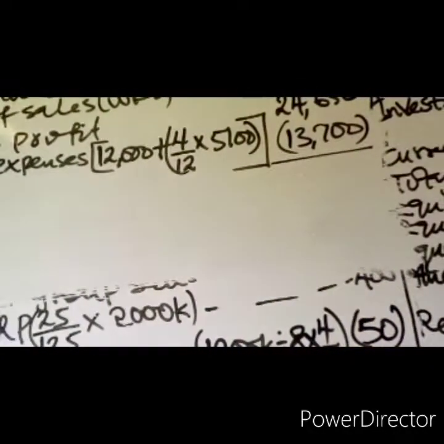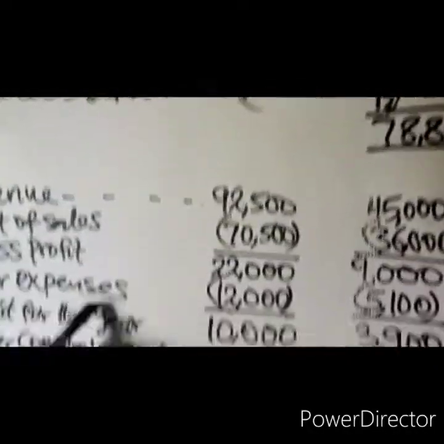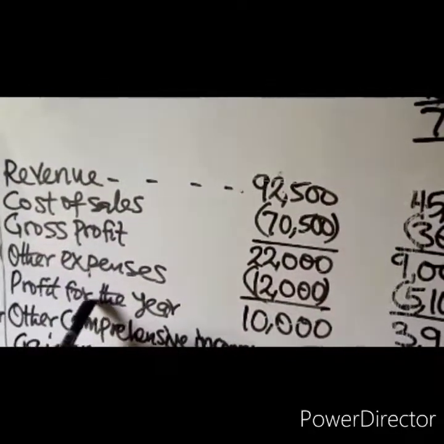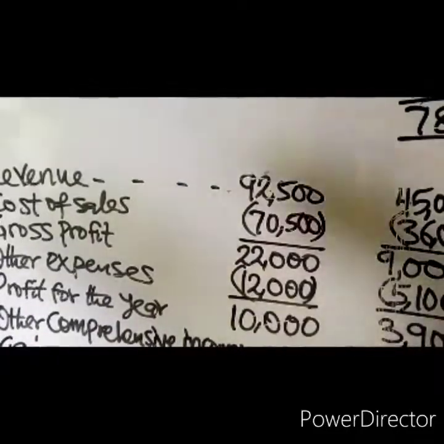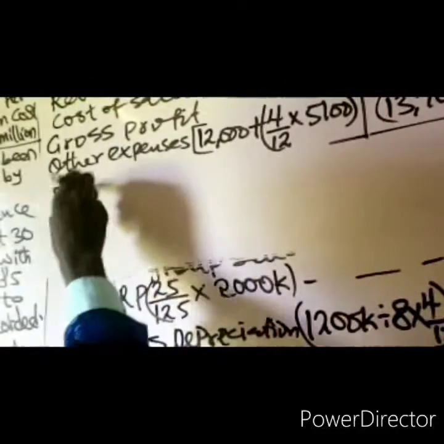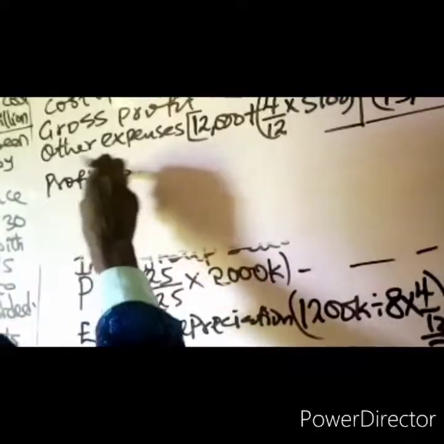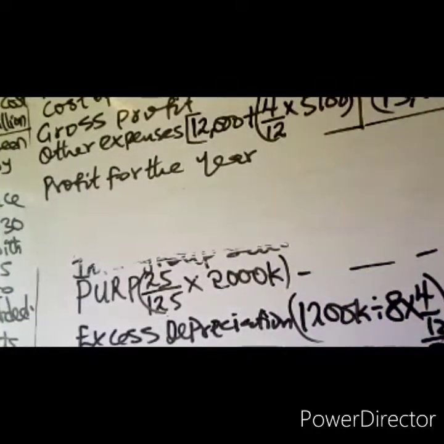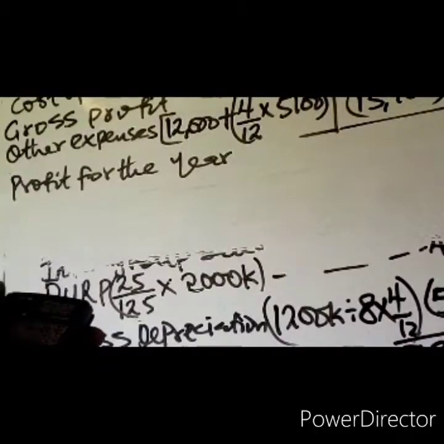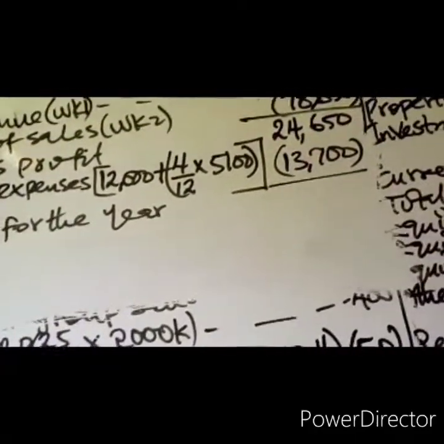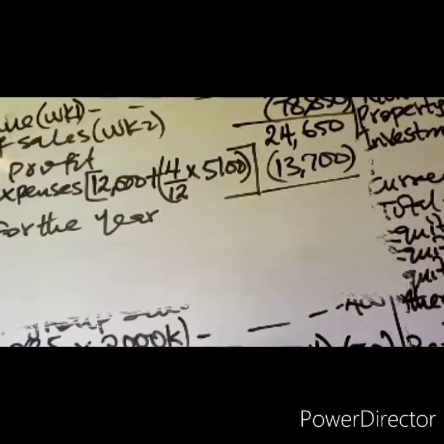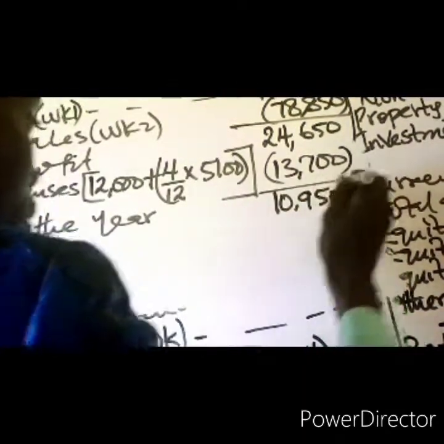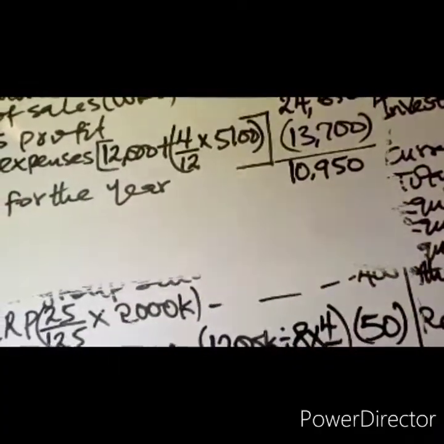13,700. After other expenses, the next item is profit for the year. There is no tax. So 24,650 minus 13,700, then we have 10,950. That is the profit for the year.